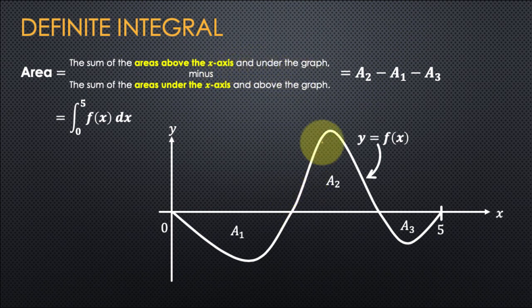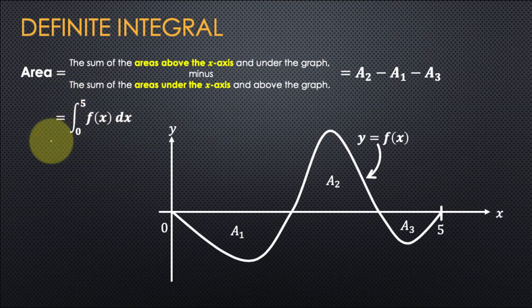This is the graph, this one. This is the x-axis. Under the graph, above the x-axis, A2, minus above the graph, under the x-axis. So this is the x-axis, above the graph, so this area. This is the axis, above the graph, so this area. So A2 minus A1 minus A3. Or you can find the integration from 0 to 5 of the function f(x).